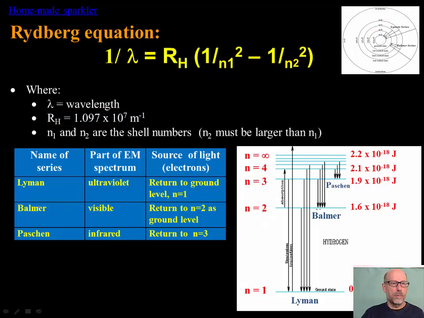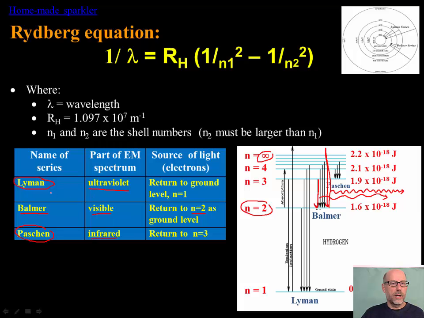Back to thinking about Balmer, he worked with visible light, and it turns out that visible light comes when electrons drop back down to the second shell. n equals 2 is what we're talking about. So if an electron drops down from the third shell to the second shell, it should give off visible light. These other two fellows, Lyman and Paschen, they worked with different types of light. They worked with ultraviolet light and infrared light.